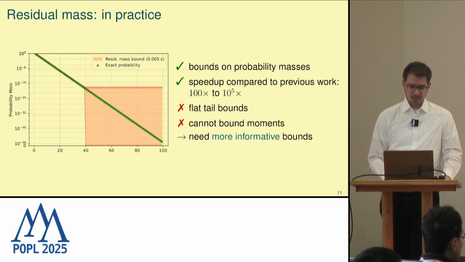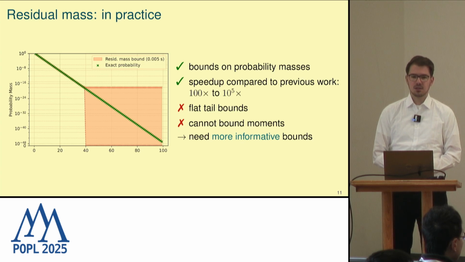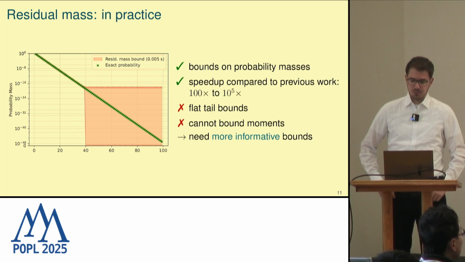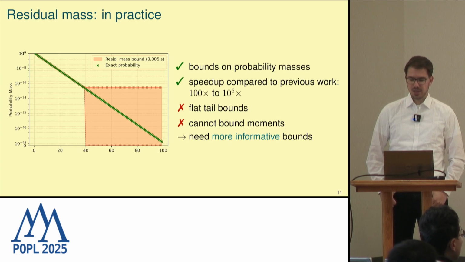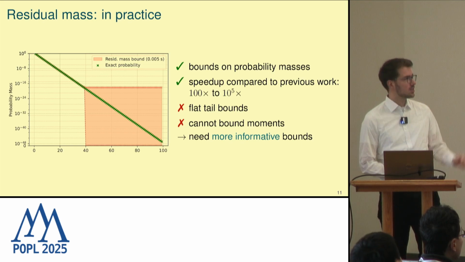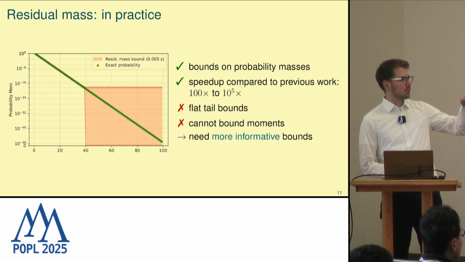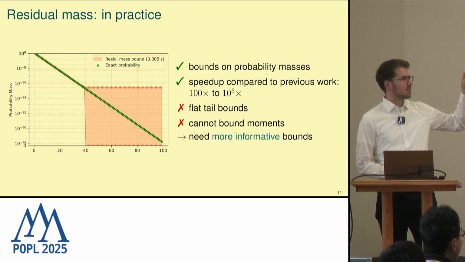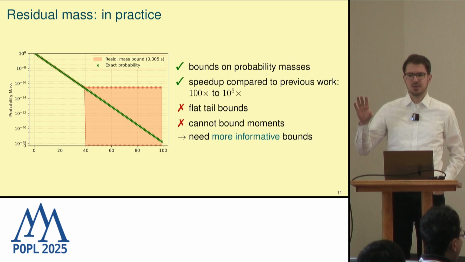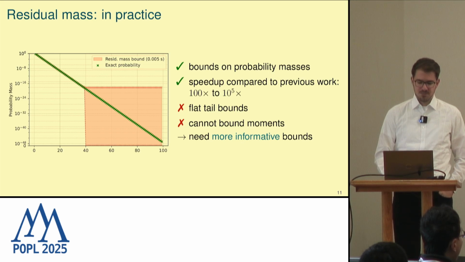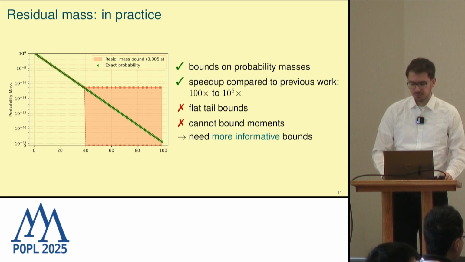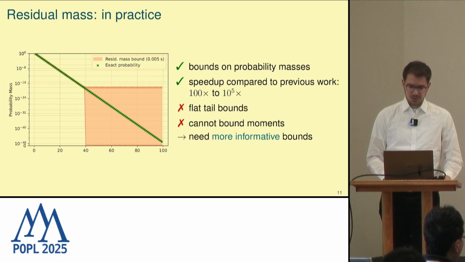This is a fairly simple idea, but it works quite well. If we apply this to the example from the start, here with 40 unrollings, we are orders of magnitude faster than previous methods. On the x-axis, we have the number of throws, and on the y-axis, the probability mass on a log scale. You can see up to the unrolling limit, it's very good, and then we have this flat bound because this is the residual mass. Because of this flat bound, we can't get non-trivial bounds on the expected value, because this will just be infinite, because there's infinite support. So we want to find more informative bounds.